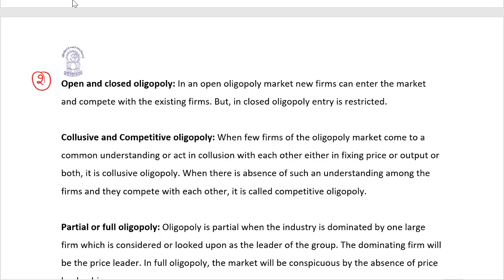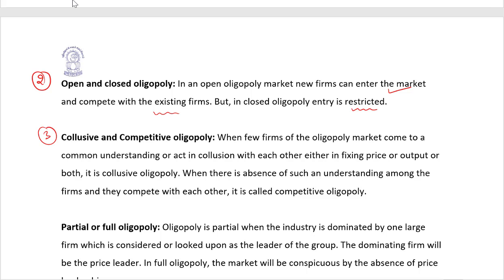The second type of oligopoly is open or closed oligopoly. Open oligopoly is basically where new firms can enter into the market and compete with the existing firms, and closed oligopoly means the firms' entry is restricted. Just see over here. In an open oligopoly, new firms can enter into the market and compete, but in closed oligopoly, the entry is restricted.